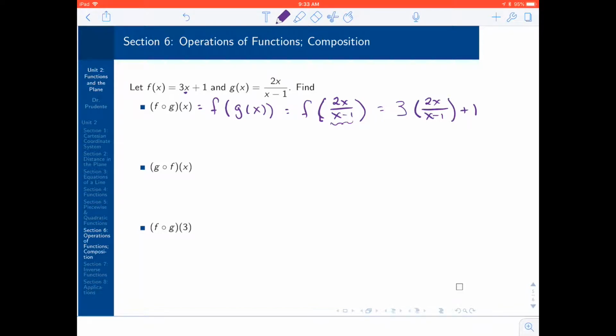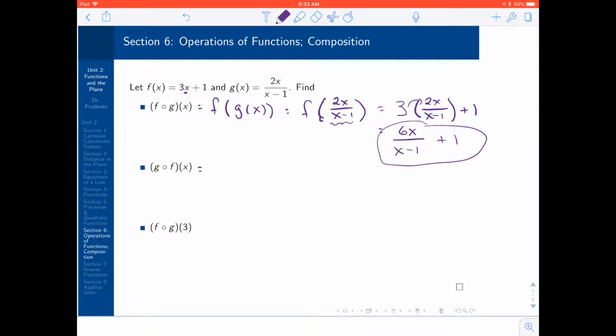The only simplification I would ever ask is that we take this 3 and multiply it by this 2. And you get 6x over x minus 1 plus 1. And this would be a perfectly acceptable answer. Let's move on to the next one.